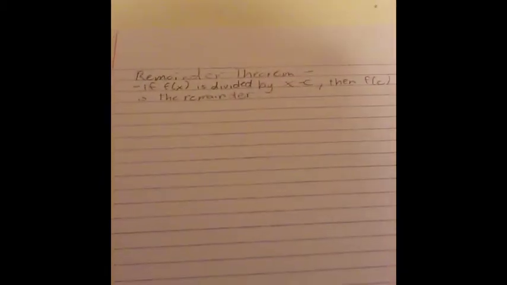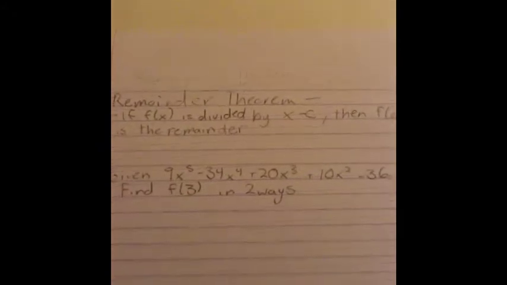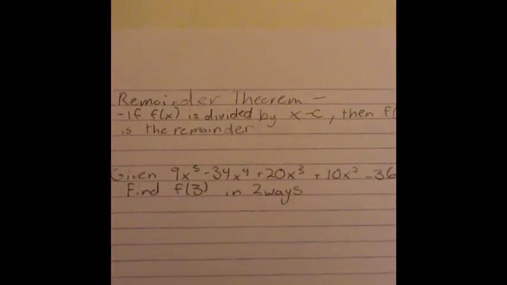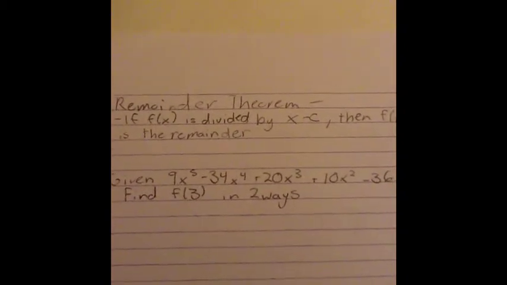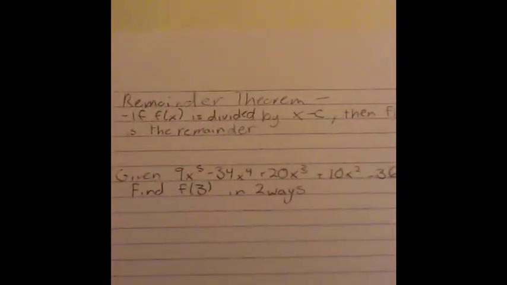Okay, in this project we are talking about the remainder and factor theorems. The remainder theorem states that if f of x is divided by x minus c, then f of c is the remainder. The problem is given 9x to the fifth minus 34x to the fourth plus 20x to the third plus 10x squared minus 36.